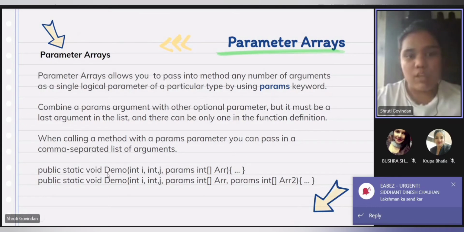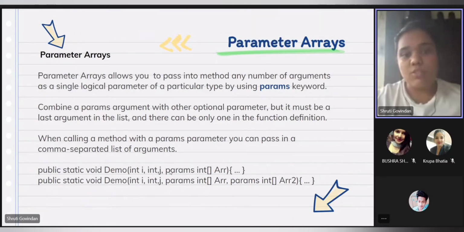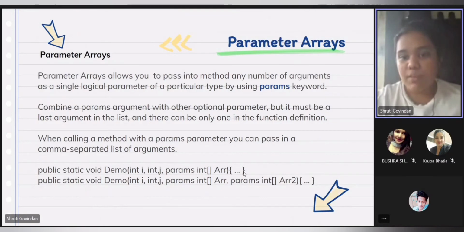The example below says that in the first line we have three method parameters, inside which there is only one params argument, which is okay. So this statement is valid, but the second statement, which has two params arguments, is not valid.